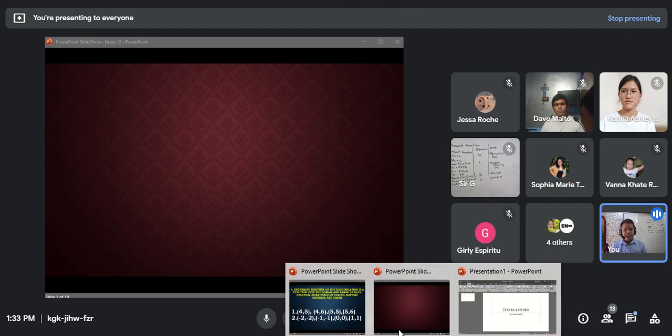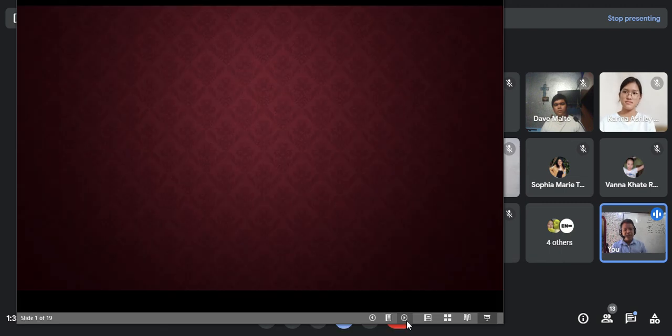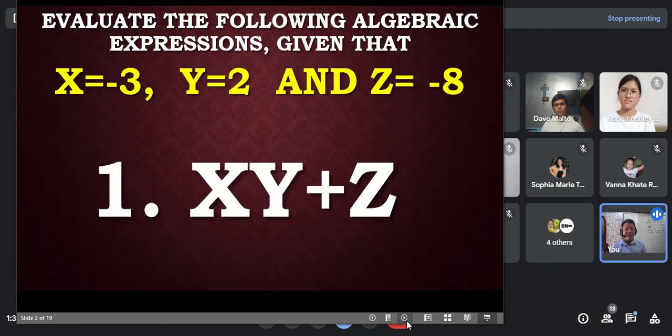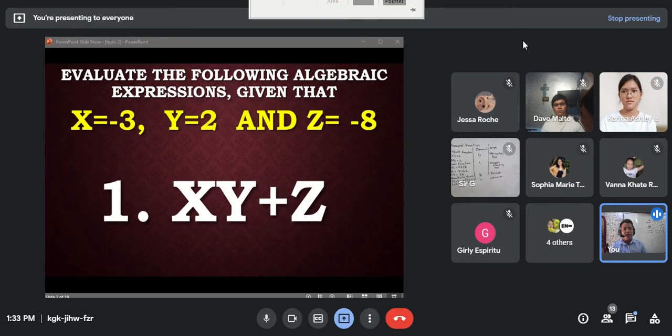Okay, so now, kumbaga simula na solving natin lesson 2. Ito yung topic 2 natin. So, before tayo mag-start, let's have a stock knowledge or recap doon sa evaluating the algebraic expression. So, meron akong given dito which is x is equal to negative 3, y is equal to 2, and z is equal to negative 8.